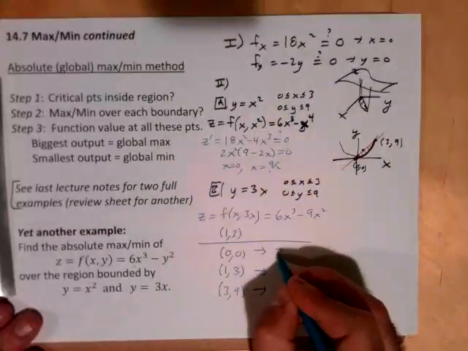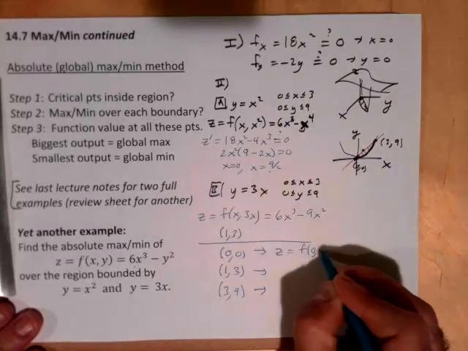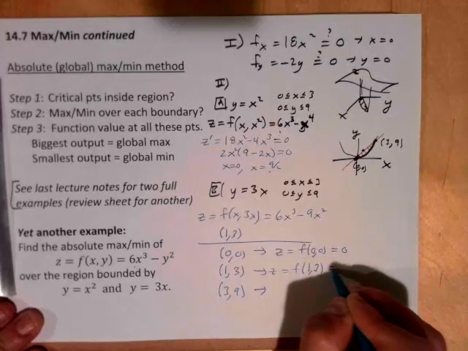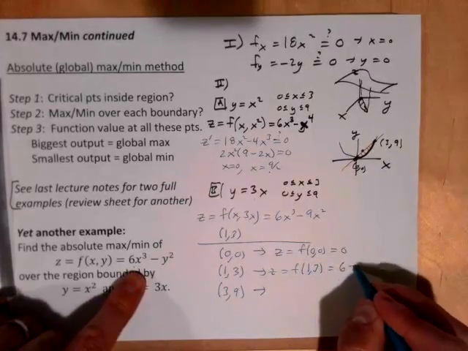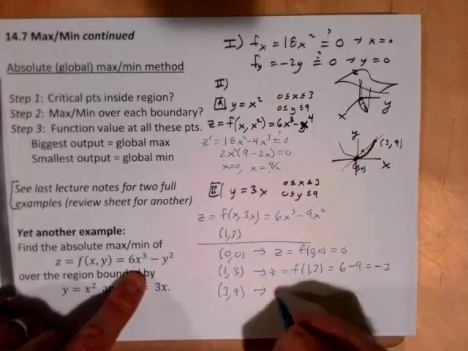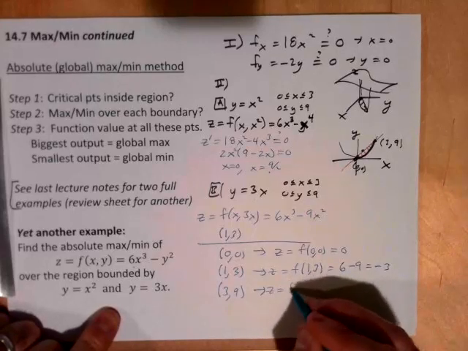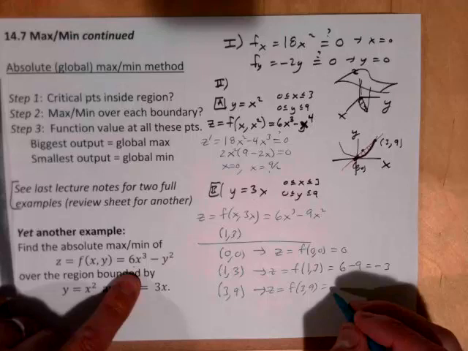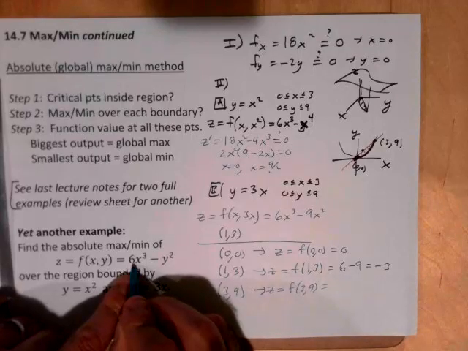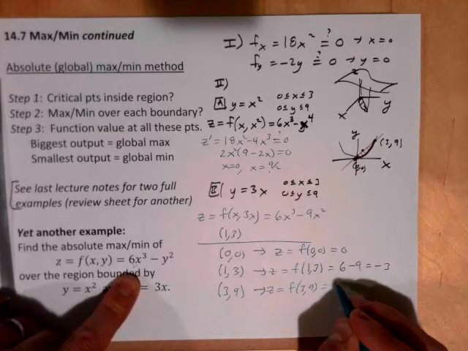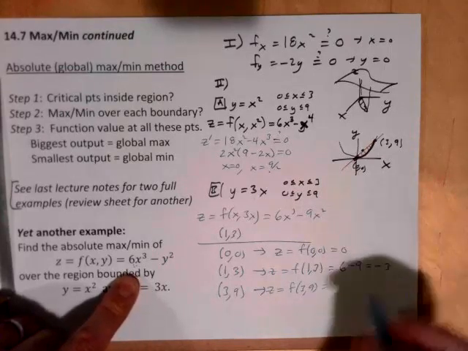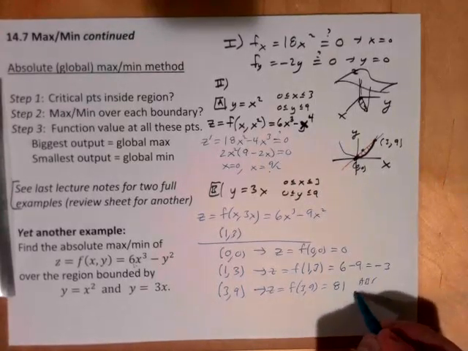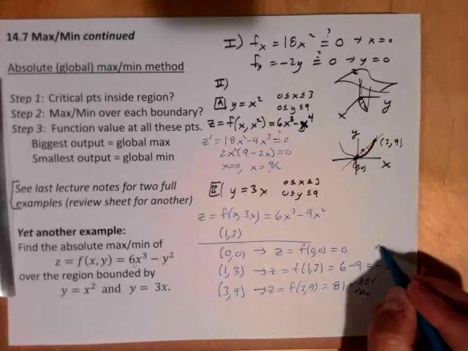Okay, so let's see. This one gives an output of 0. This one gives an output of 6 minus 9, which is negative 3. This one gives an output of, let's see, so that's going to be 27 times 6. 6 times 27. We already calculated this. I think it was 81. So there's the absolute max, and there's the absolute min.